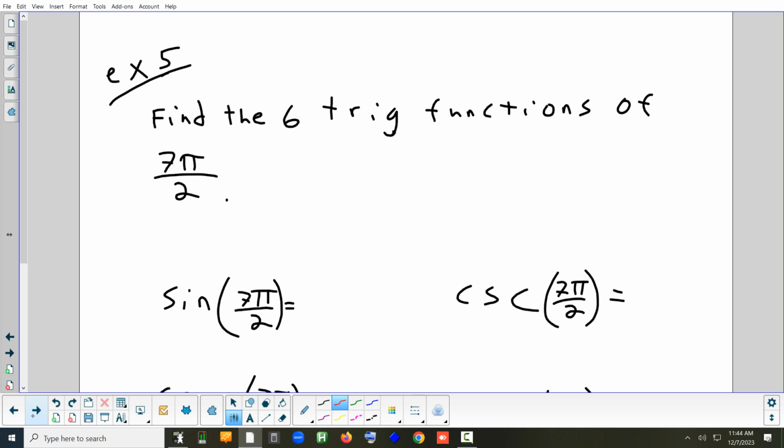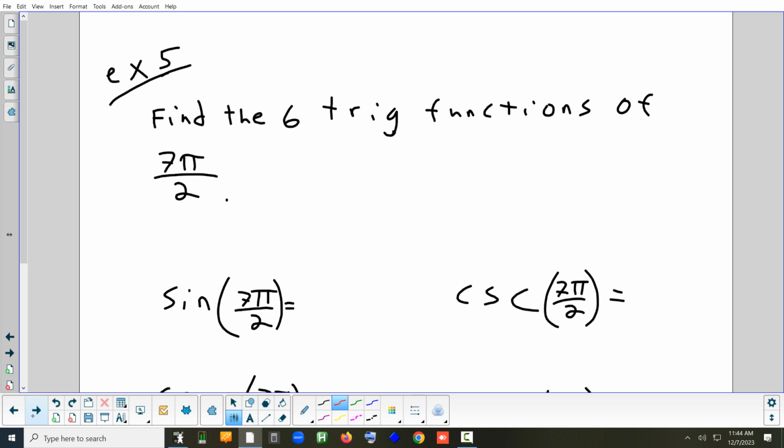Let's look at this one. 7 pi over 2. Some people might not be as familiar with that one. So if you have to, you could change it to degrees first. Let's go through it step by step. How would you change 7 pi over 2 to degrees?